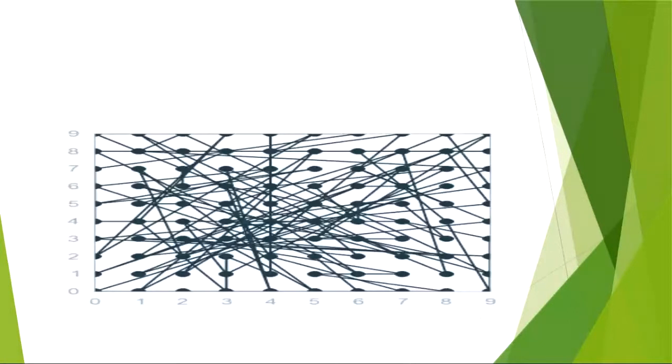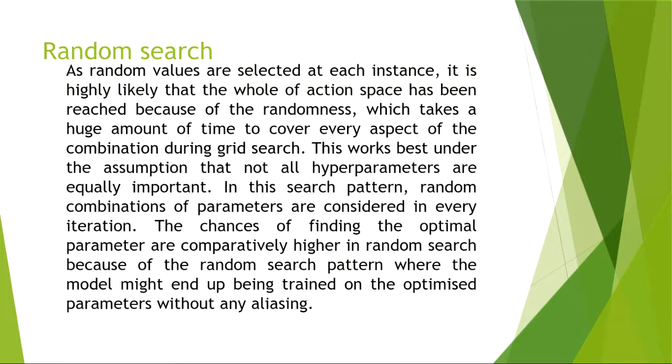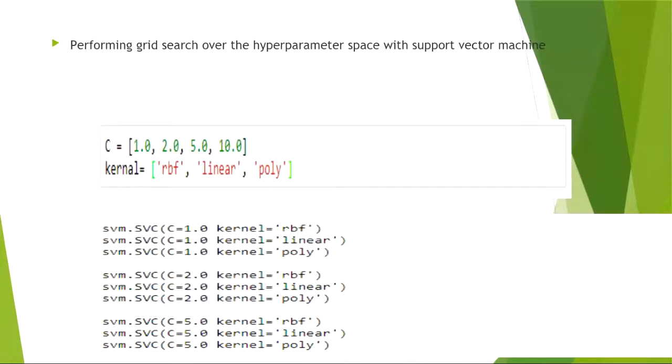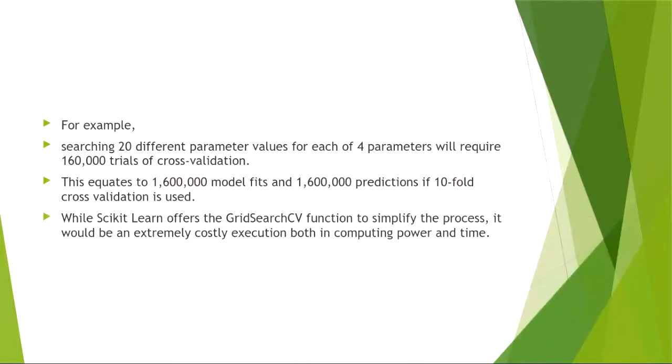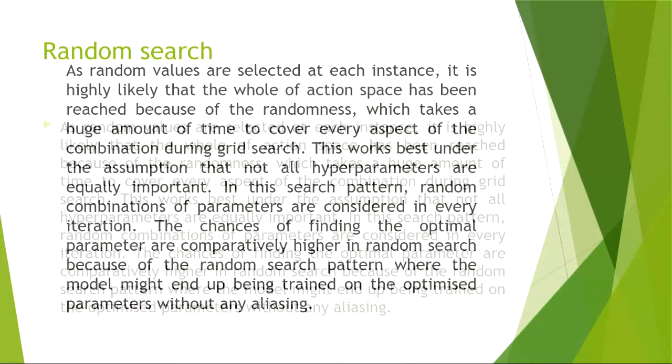Okay, so now please let me know where the chances of finding your optimal parameters are high. Here or here? Please reply. This one, which is your grid search, here the chances of finding the optimal parameters are high, or here? So where do you think the chances of finding optimal parameters are high?